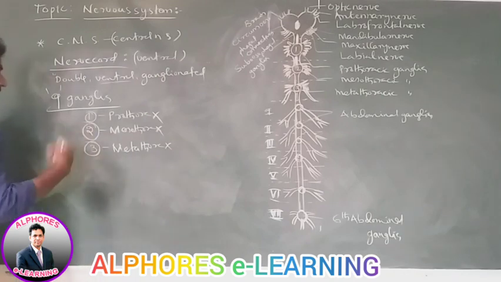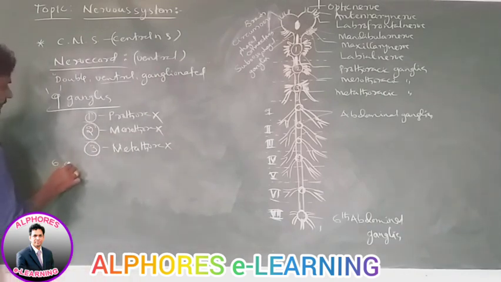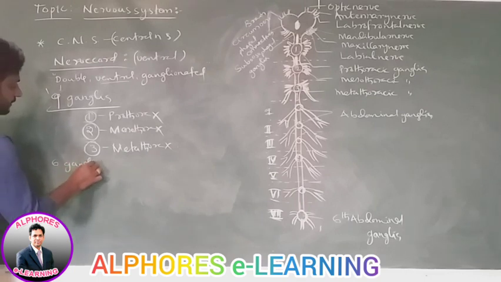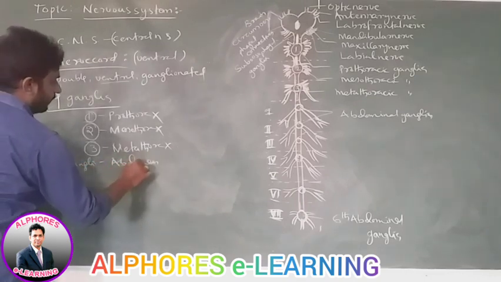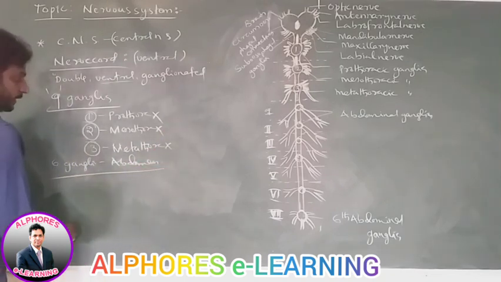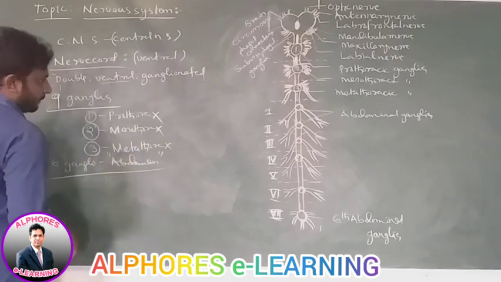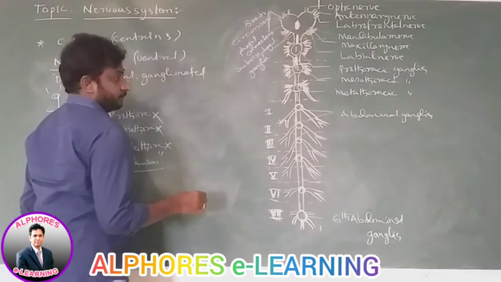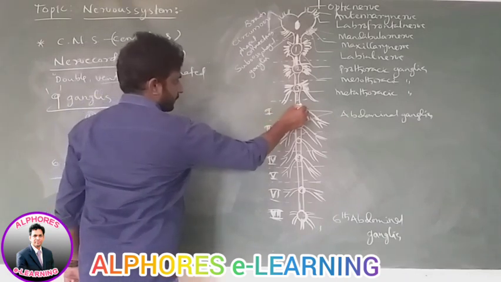Then what about the remaining 6 ganglia? The remaining 6 ganglia are present in the narrow cord of the abdomen. In the abdomen, how many segments are present in total? Total segments are 10. But in the first segment of the abdomen, 1 ganglia is present.